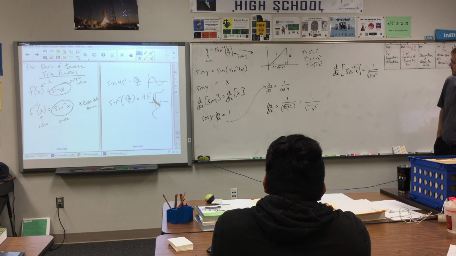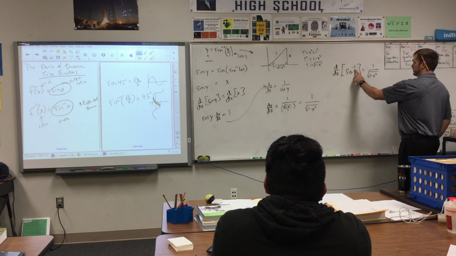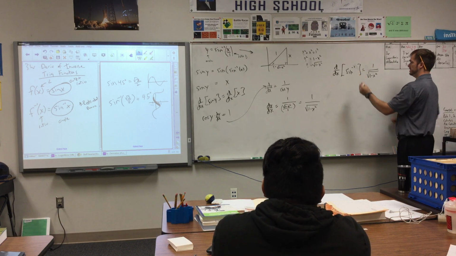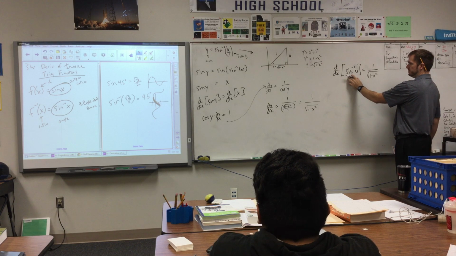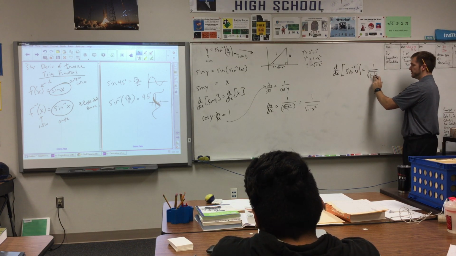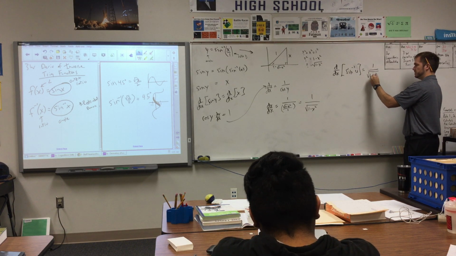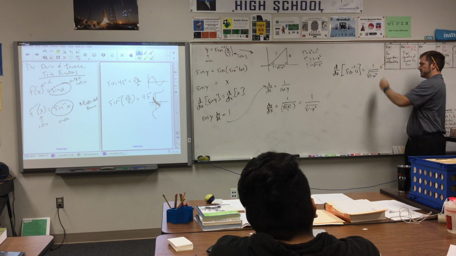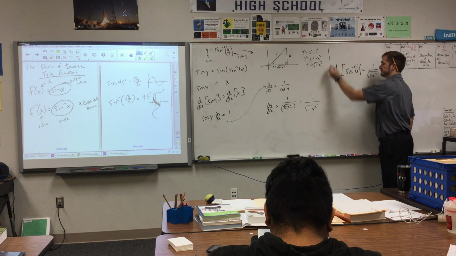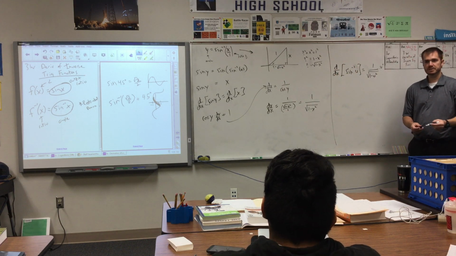Sound good? And you know what we could do? What if I put a u right there? The derivative of inverse sine of u is 1 over the square root of 1 minus u squared times u prime. You can add that to your blue sheet.